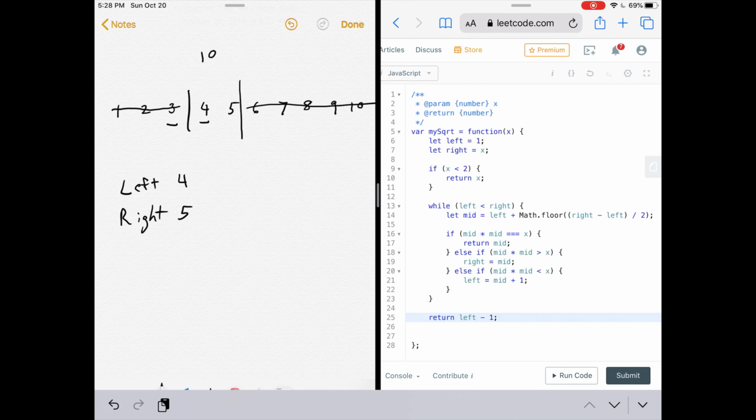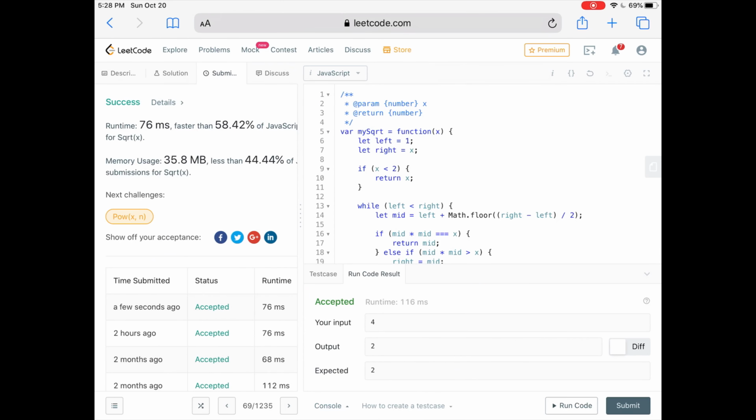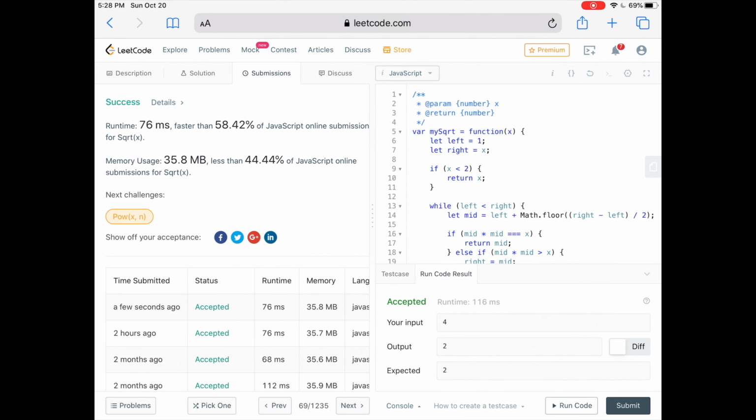So let's run the code. That works. We'll submit it. And that works. All right, so our answer is faster than about 58% of other JavaScript submissions. But let's talk about big O notation real quick. So when it comes to space complexity, this has a space complexity of O of 1 because we didn't add any additional data structures. But in terms of time complexity, this is O log n because with every loop, we have halved our data set.